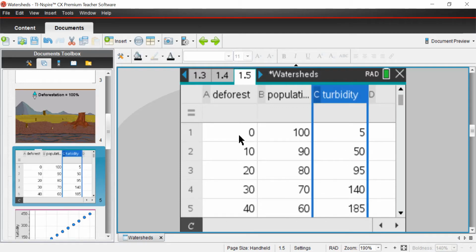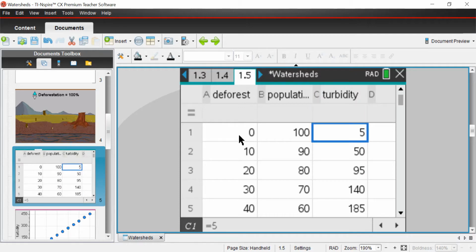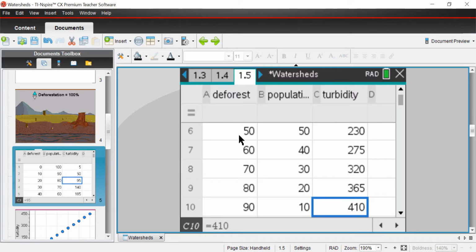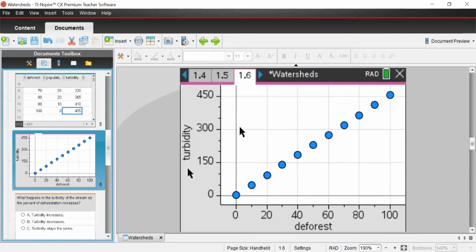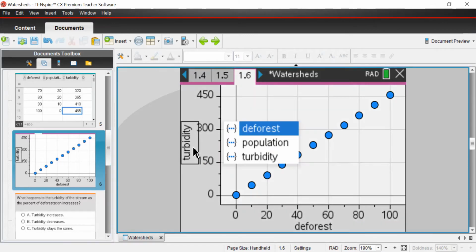And from the point of view of turbidity, how cloudy is that water? Well, the higher the number, the cloudier the water. Okay, so we started at 5, went to 50, then 95, 140, and you can see it's getting pretty darn cloudy there. It's 455. And then a graph has been created to give you a visual indicator of what's going on here. And so you can see the graph is moving up when we look at turbidity versus the amount of deforestation.